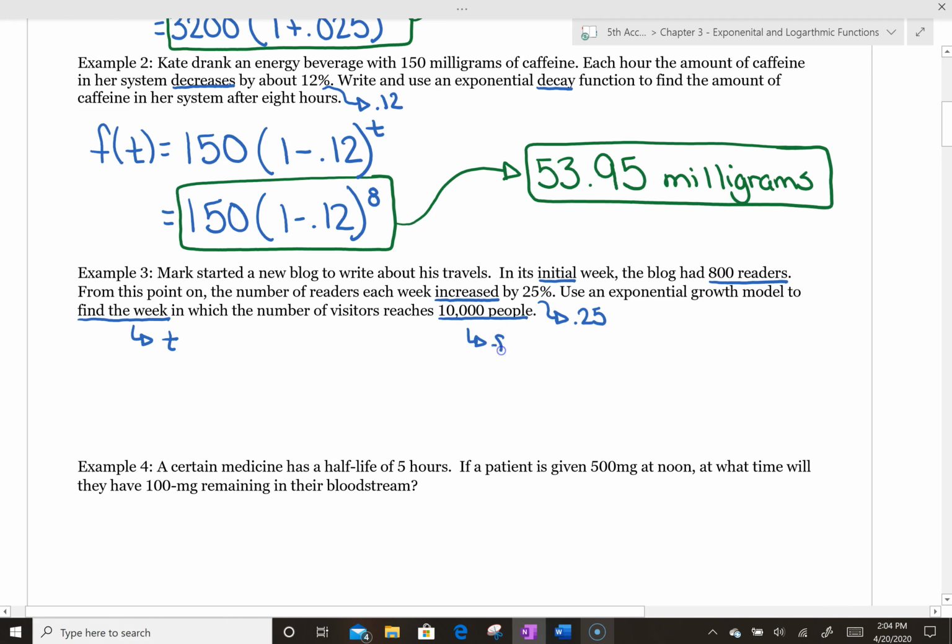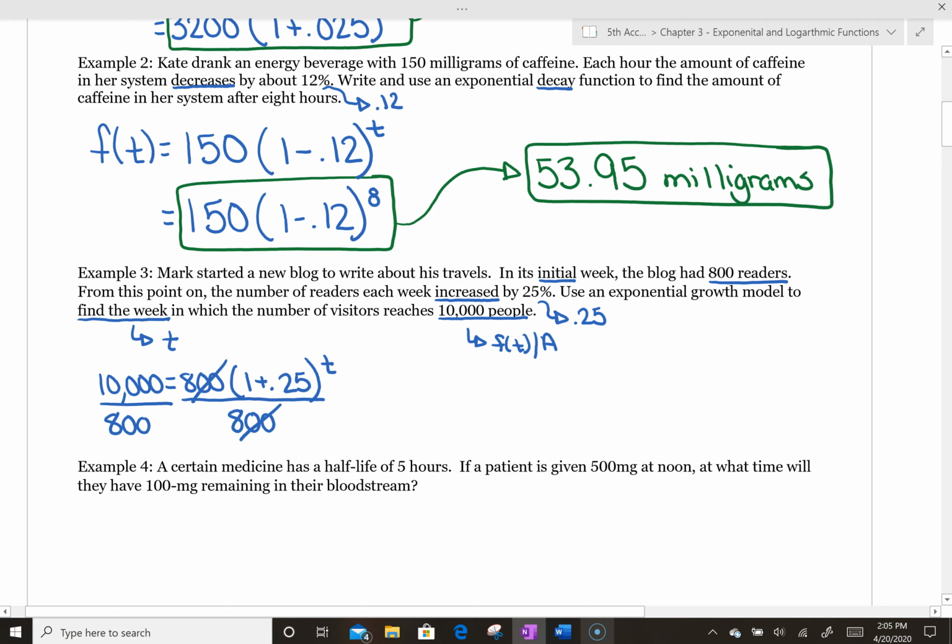So this would be like that function of time slash capital A like I mentioned, okay? So let's go plug everything in. So this time we have 10,000 equals 800 times 1 plus, because it's growth, 0.25 to the t power. So basically now you just got to be able to use your solving skills. So we got t on the right hand side. So the first thing we need to do is get rid of that 800. And it's attached by multiplication, so let's divide by it.